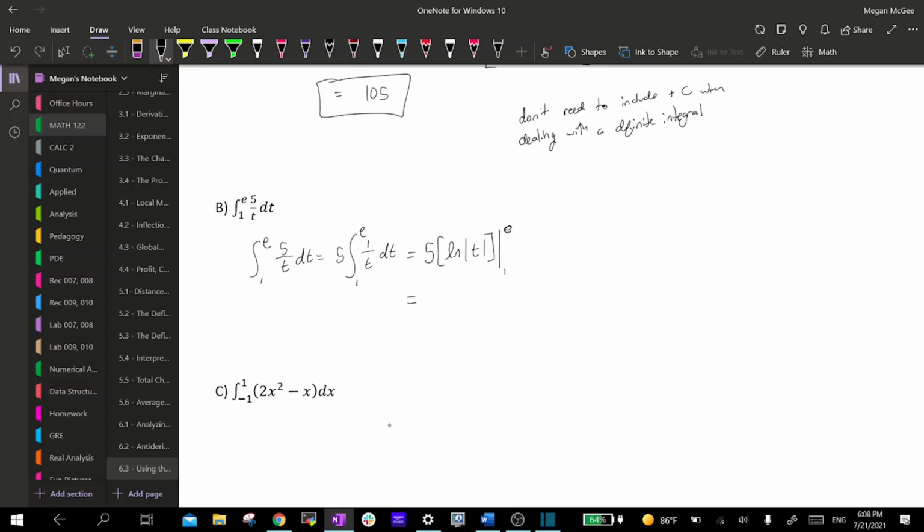All right, so then we have 5 times the natural log of the absolute value of e minus 5 times the natural log of the absolute value of 1. This is our f of b minus f of a. All right, again, still using our fundamental theorem here. So the natural log of e is 1, and the natural log of 1 is 0. So we end up with 5 minus 0, which is 5.